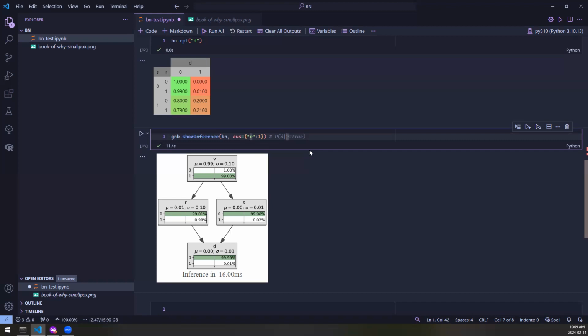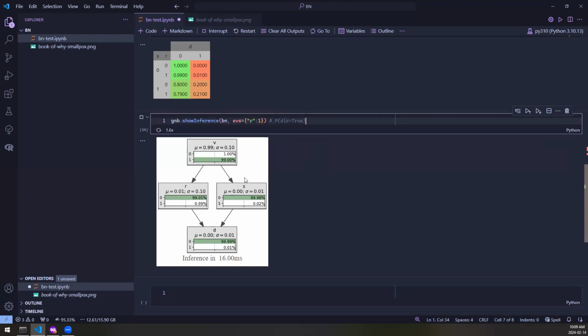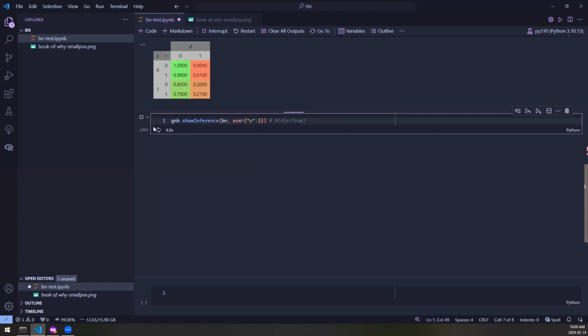I'm just using D here because we are going to look at the true and false, so we don't need to specify any of that. So I've just set the evidence over here, the show inference method. So shift enter, let's run it. It's calculating. Usually it's faster than this.